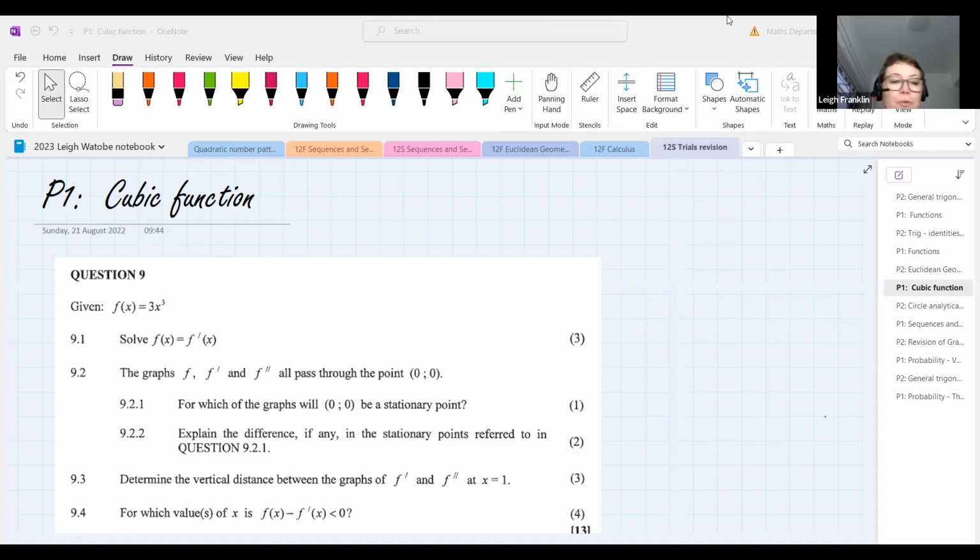So we're going to do the cubic function this evening. I have found some slightly more difficult questions for us to look at as always. So let's crack on and get started on these.